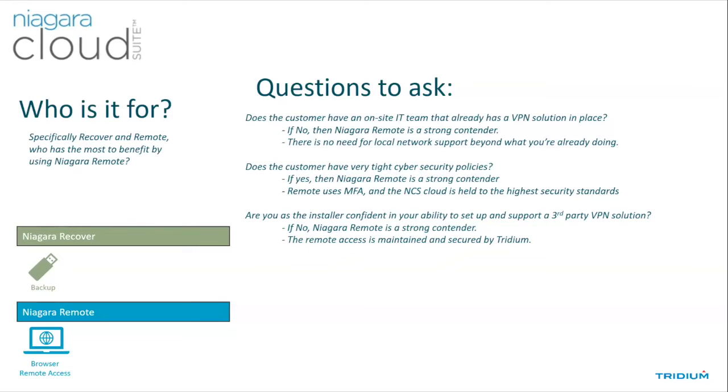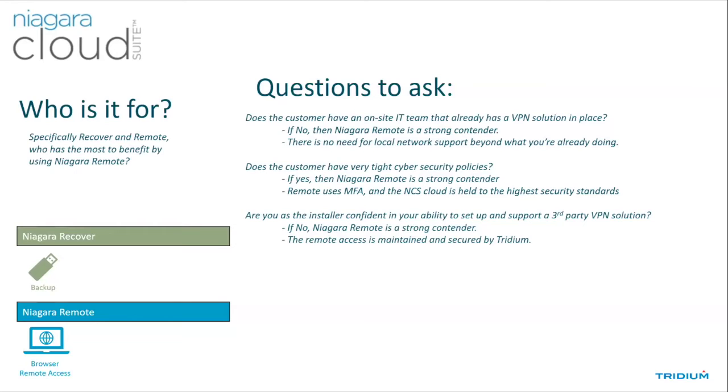Does the customer have an on-site IT team that already has a VPN solution in place, right? A lot of big industrial or healthcare customers will already have a VPN in place, and their IT team may say, yeah, we can set you up with a vendor access, right? But if not, then Niagara Remote is a strong contender here, right? Because there is not a need for local network support beyond what you're already doing and what local network support is already providing to you in connection to the network, right? So whether that's an IT team that says, absolutely not, we're not going to open up access to you, or the customer just doesn't have a local IT support that could handle this, this is where Niagara Remote comes in.